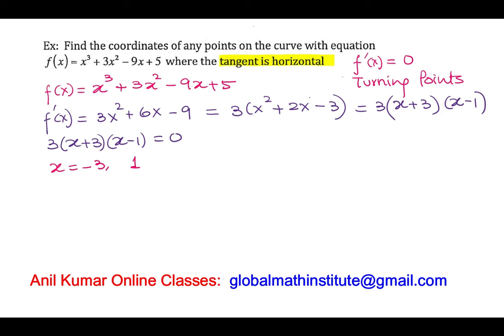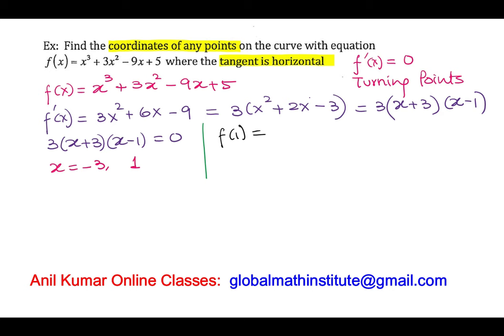But what do we need? We need to find coordinates of any points. Coordinates mean both x and y values, correct? So now let's find the y value also. So for x equals minus 3 and x equals 1, let's find 1 first. Okay, let's do that.